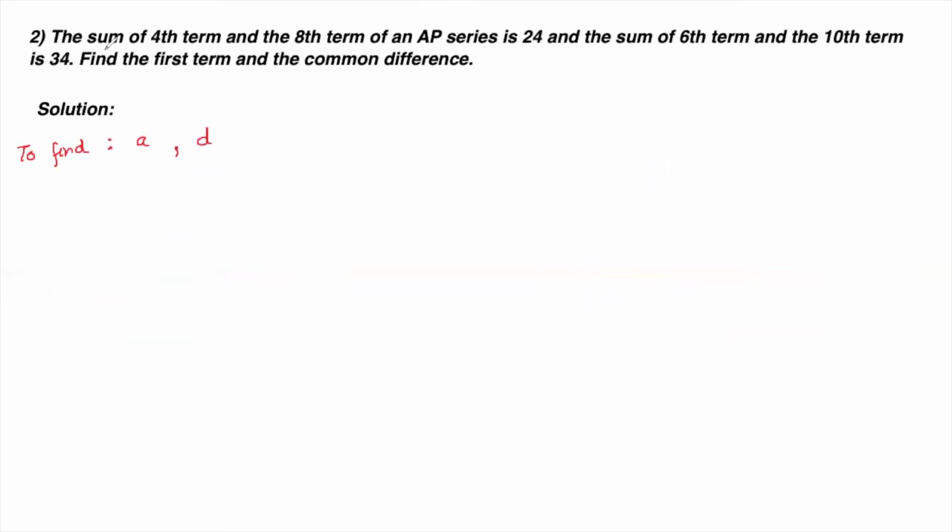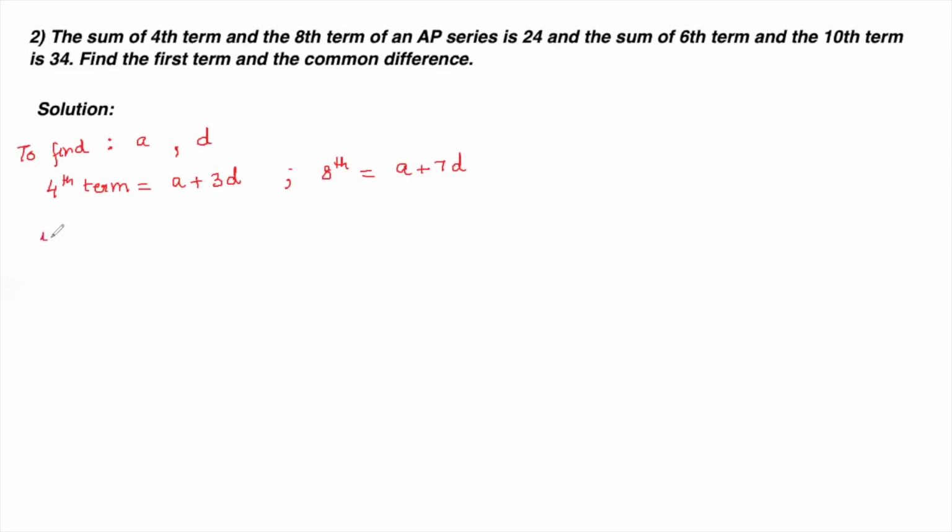Right? Now it is given the sum of the fourth term. So what would be the fourth term? Okay, so the fourth term, as I already discussed, would be equal to A plus 3D, right? Hope this is clear to you all now. If not, please watch the previous video for that. Okay, the eighth term would be equal to A plus 7D, right? Now the sum of the fourth term and the eighth term is 24.